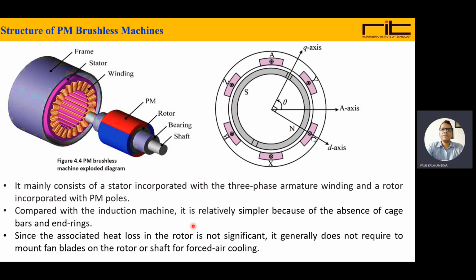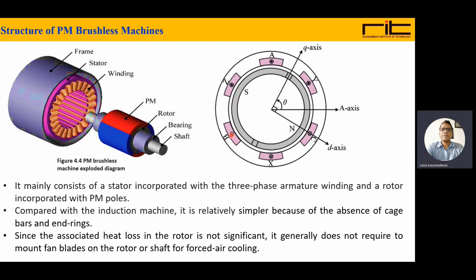Compared with the induction machine, it is relatively simpler because of the absence of cage bars and end rings. So there are no conductors on the rotor or cage like an induction motor. Since the associated heat losses in the rotor are not significant, it generally does not require mounting fan blades on the rotor or shaft for forced air cooling.